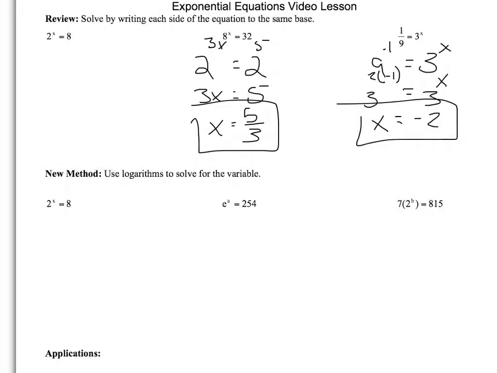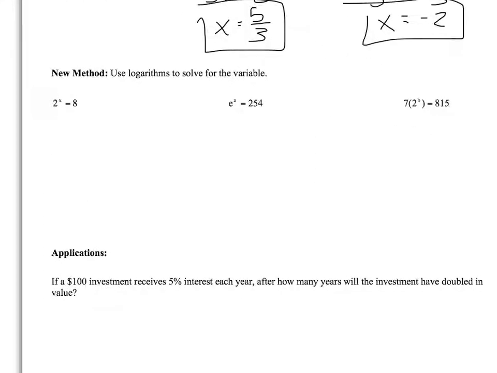Okay, we're going to use a new method here. Sometimes you can't find a common base. It's not possible. So what we're going to do is another way. Now, just to prove to you that the other way will give you the same answer, let's look at the first one together, even though I could come up with a common base. The other way to do it is to write it using logarithms.